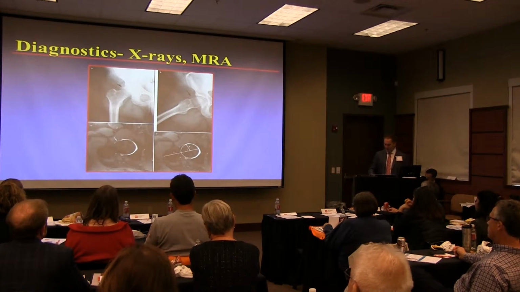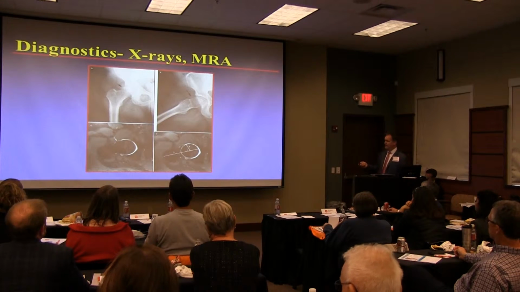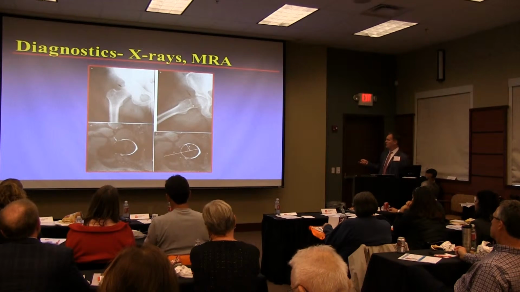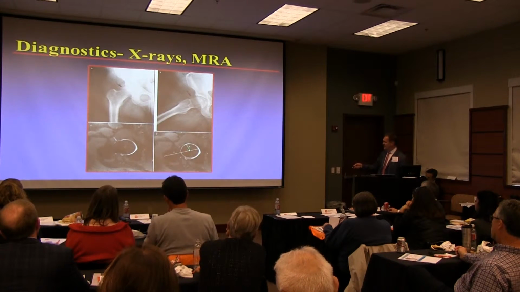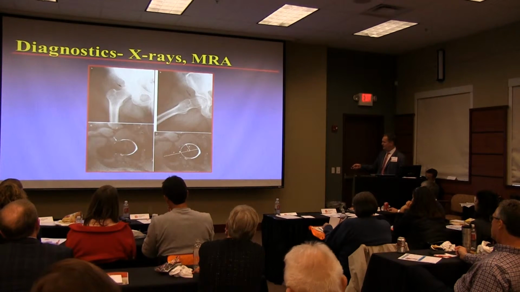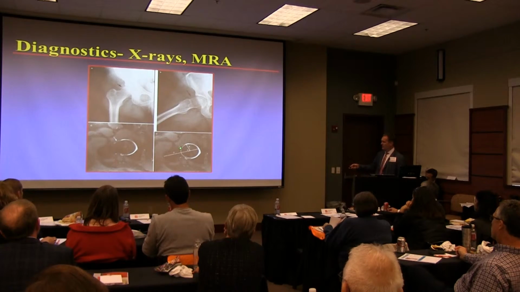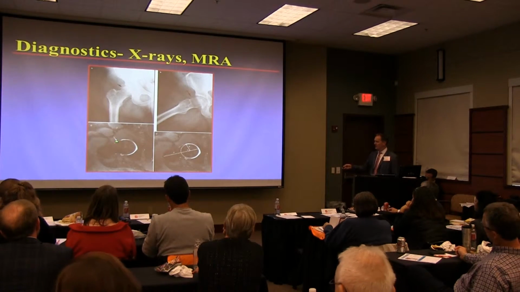So here's some more diagnostic x-rays and MR arthrograms, cam impingement, alpha angle. This alpha angle is almost 90 degrees. Look at it. All this bone outside this concentric circle, that's where the cam impingement starts, right here.